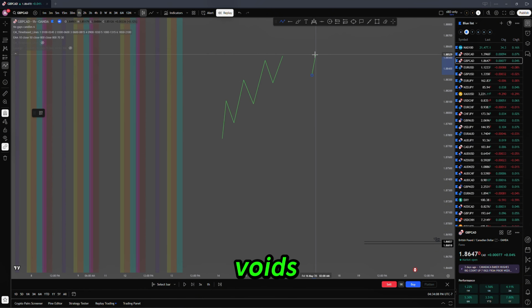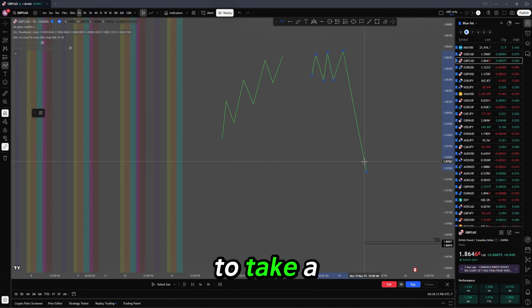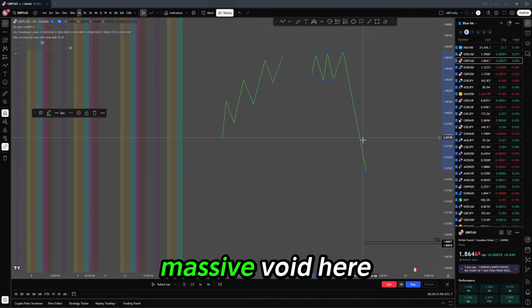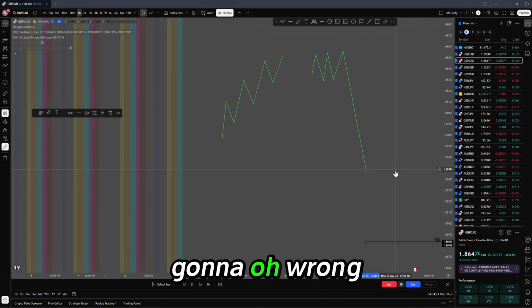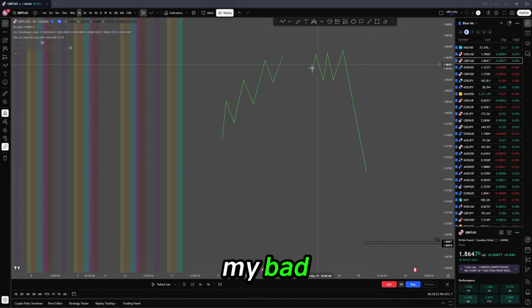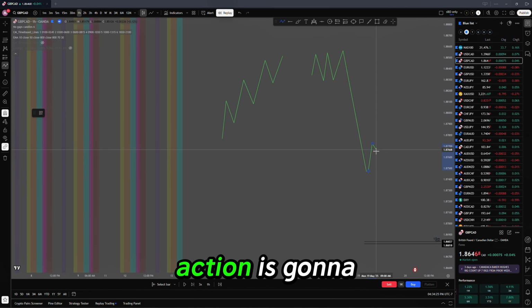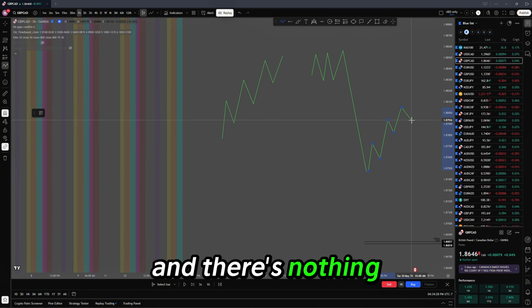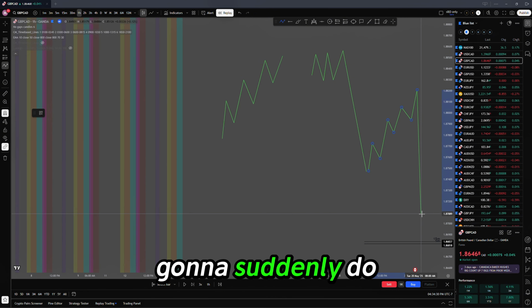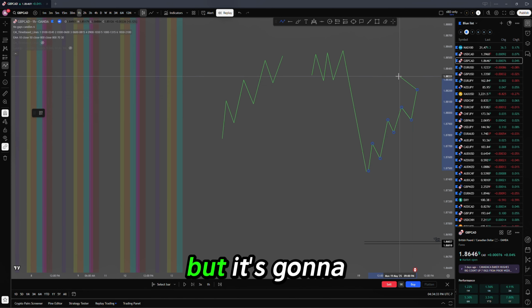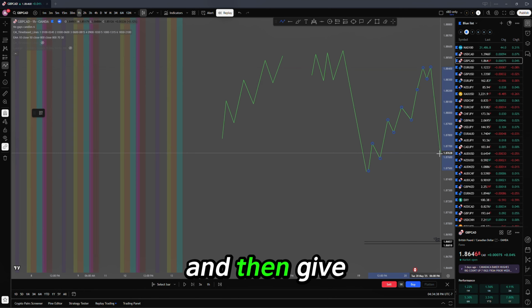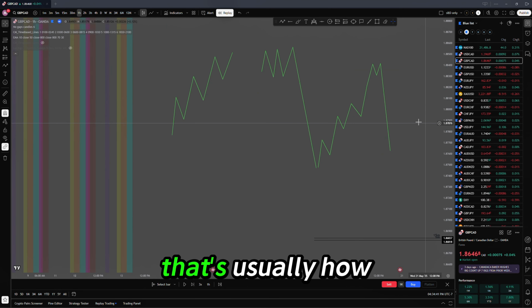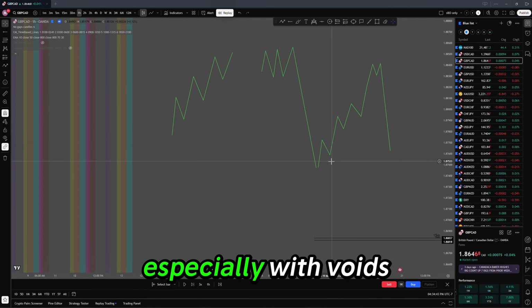However, when you have voids, that is a very strong area to take a trade. So look, we have a massive void here. What is price action going to do? Price action is going to, oh, wrong one. My bad. So notice price action is going to want to do this. And there's nothing stopping price. Price is not going to suddenly do that again. I mean, it can, but it's going to likely come up to this supply here. And then give a good push down. That's usually how price action moves, especially with voids.